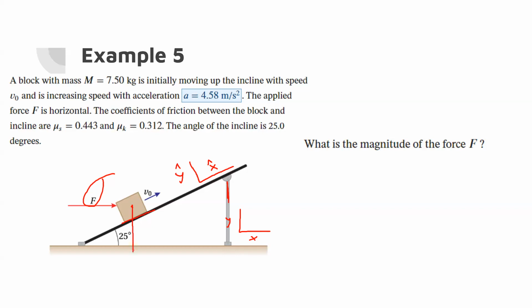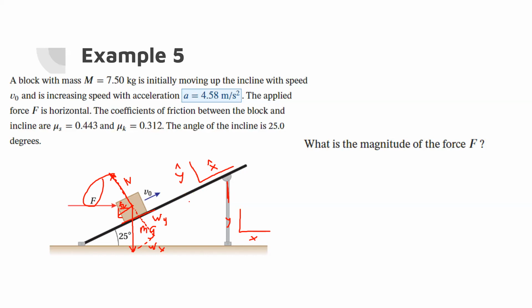And so here we have the force of gravity, which in my coordinate system will have a y component and an x component. I'll call that the weight in the y direction and the weight in the x direction. I'll have the normal force, which is dotted, like that. And I'm also going to have friction, which is going this way, and that's going to be kinetic friction. So I'll call that little f sub k.